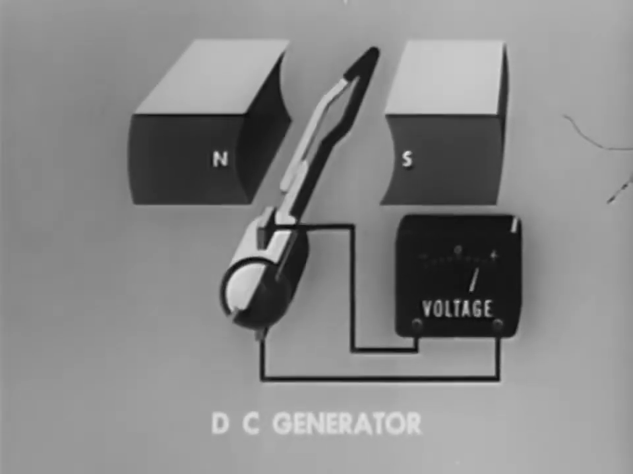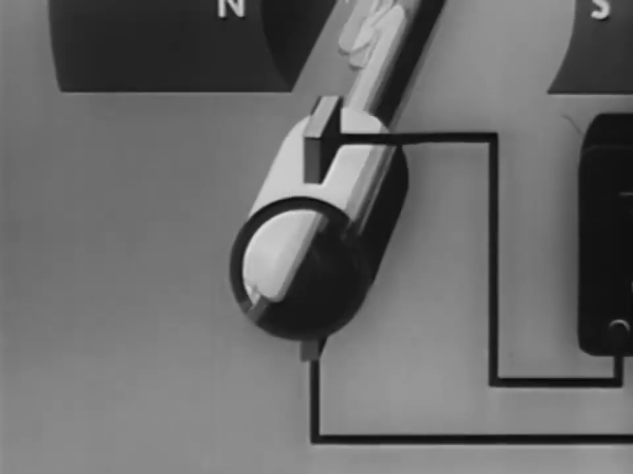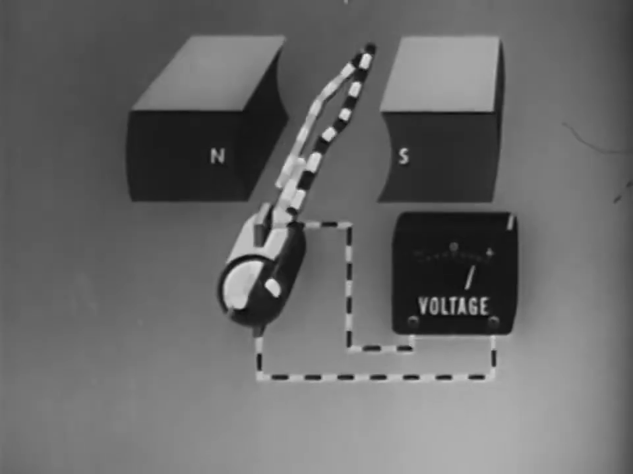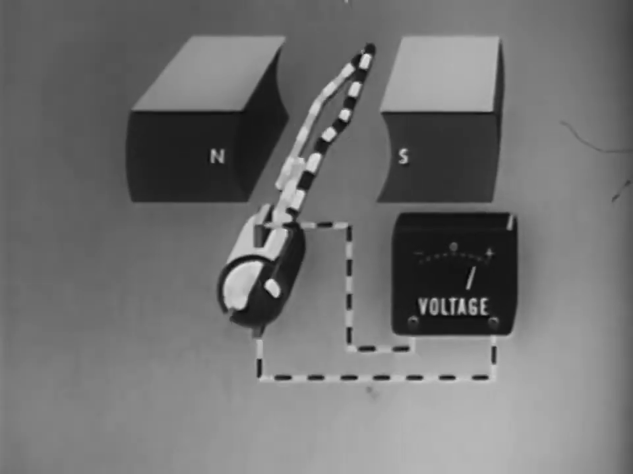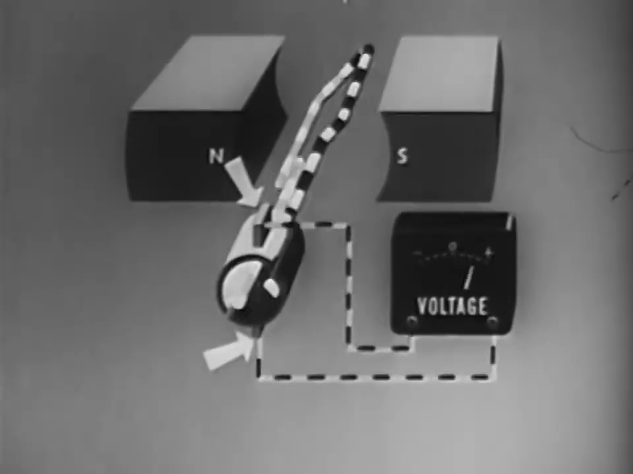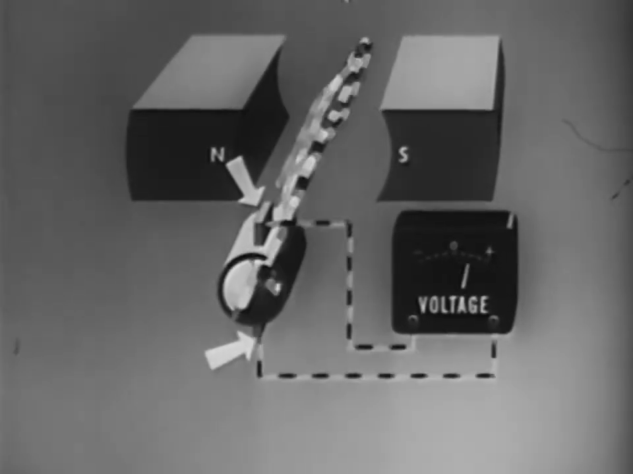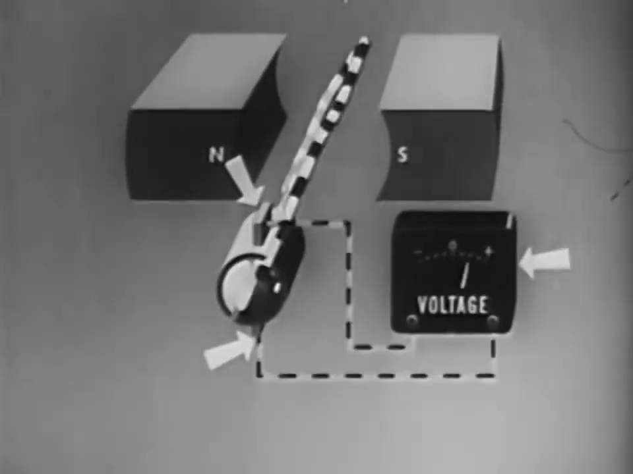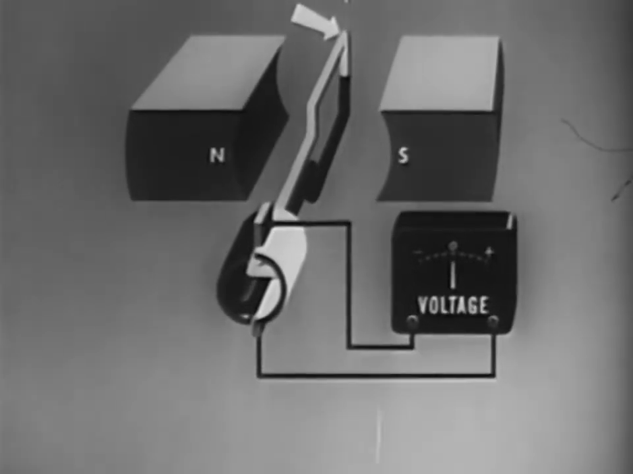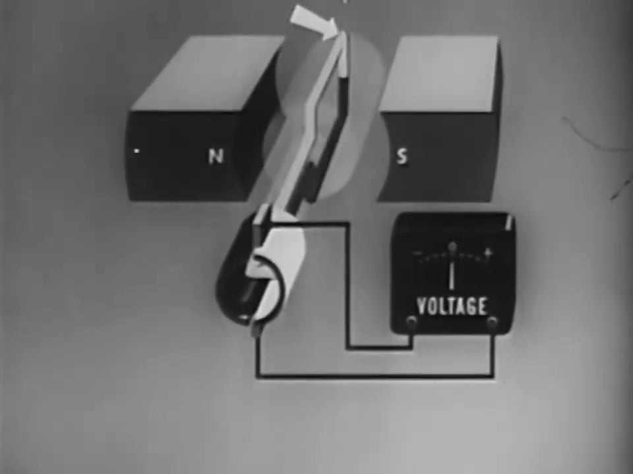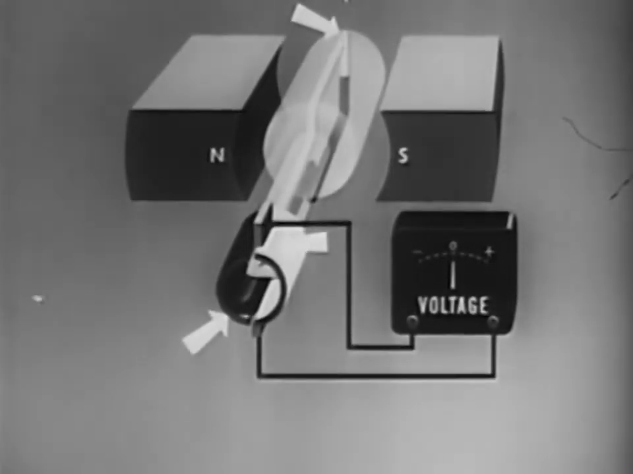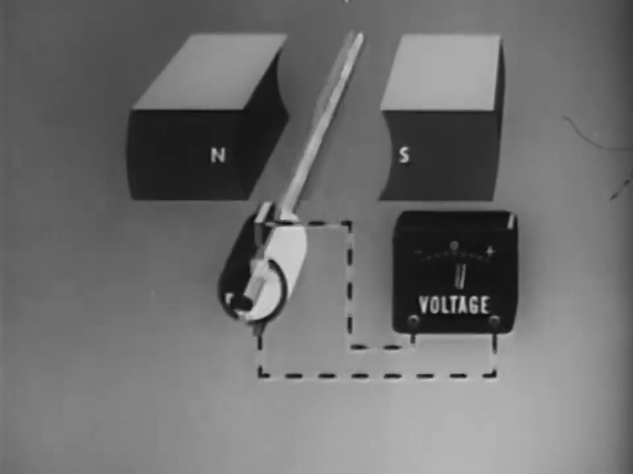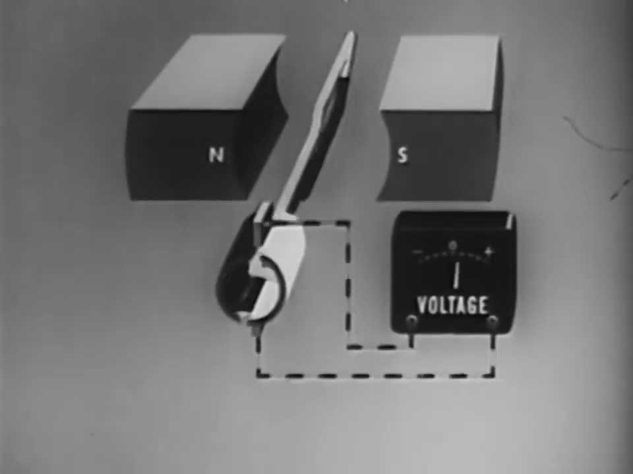The commutator rotates with the loop. Stationary contacts, carbon brushes, ride on the commutator segments. They provide a means of connecting a meter or any other load to the generator. The loop of a conductor, wound on a rotor, and the commutator are referred to as the armature. As the loop revolves and the EMF in the conductor reverses polarity, the connections to the load are also reversed, and the current flow will maintain the same direction externally.